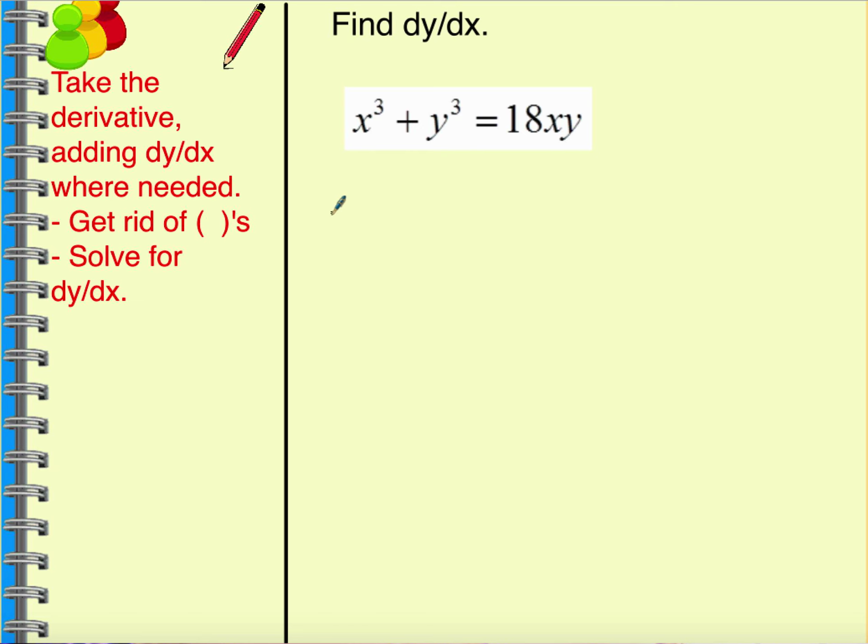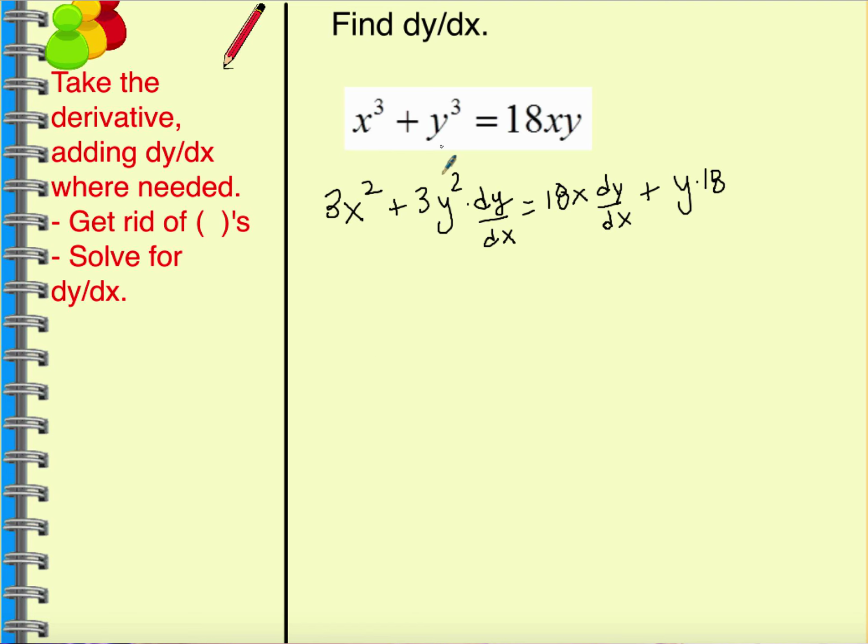All right, so here's how I would solve this. You use the power rule. So I have 3x squared plus 3y squared. But when you take the derivative of y, you get dy/dx. Then on the other side of the equal sign, I've got 18xy. Now this is a product, so I'm going to have to use the product rule. 1d2 plus 2d1. The product rule is so much fun.